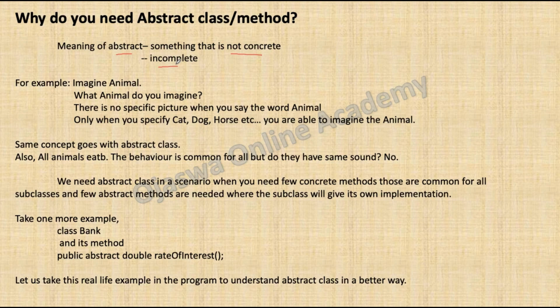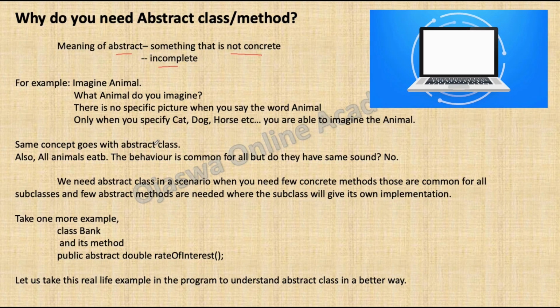There is no specific picture that comes to your mind when you say the word animal. But what if I say cat, dog, horse? You are able to imagine the specific animal. Same concept goes with abstract class. Abstract class is an incomplete class and you cannot create object of abstract class.